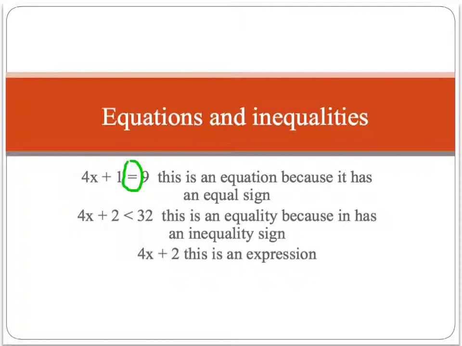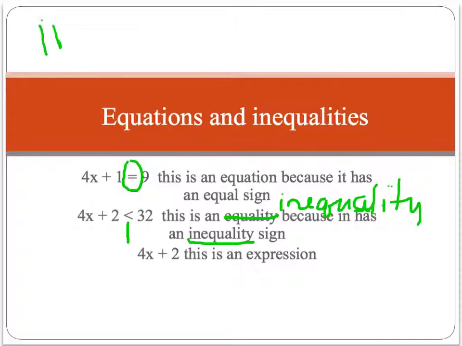4x plus 2 is less than 32. Oh, I spelled that wrong. Don't look at that. That should say this is an inequality because it has an inequality sign. So what does inequality mean? That's our inequality sign.